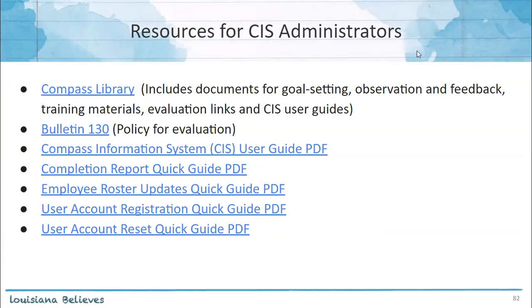And then we have resources for our Compass administrators. You can find this at the Compass library. You have the bulletin and resources to show you how to navigate Compass.